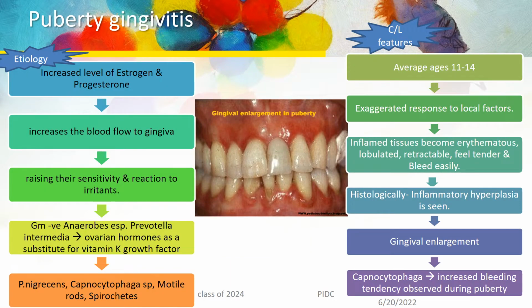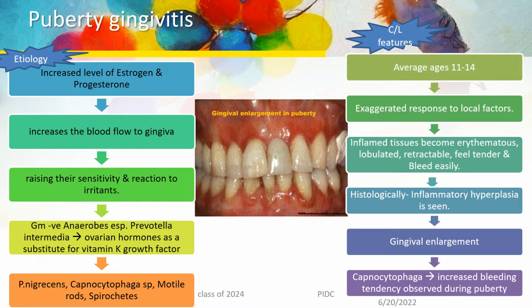Coming on to pubertal gingivitis. The word puberty itself shows that it occurs in and around the age of puberty, that is around 11 to 13 years of age. And why it occurs, we do have an etiology for this. If you present things in the form of a flow chart, it is easy for the one who is reading, and it is also easy for you to understand. So I have presented this in the form of a flow chart for you to understand it better.